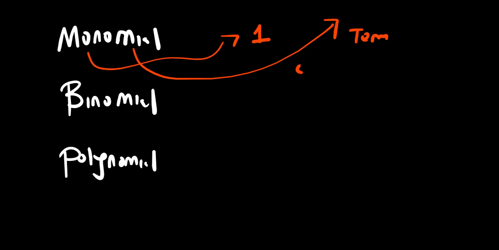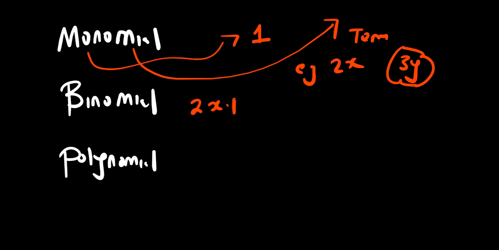Let me say an example. Let me say 2x. Okay, let me say 3y. These are single terms. Okay, these are monomials. But a binomial, in this case, because bi means two, it will be an expression that has two terms. Let me say 2x plus 1. This is a binomial. Okay, let me say 3 plus 2. Okay, this is a binomial.